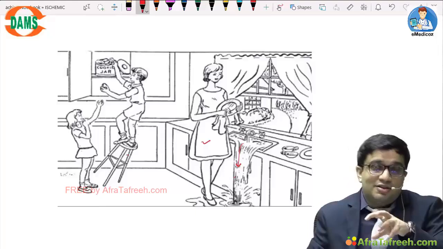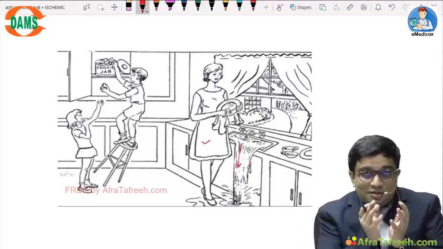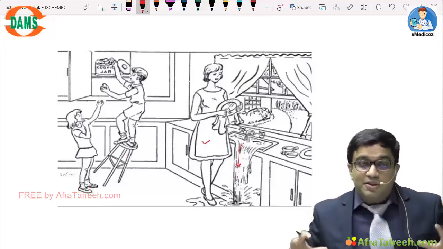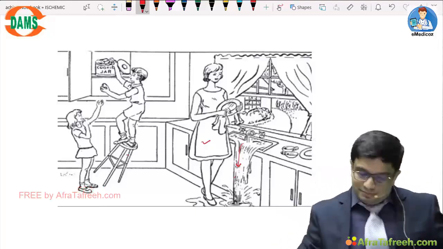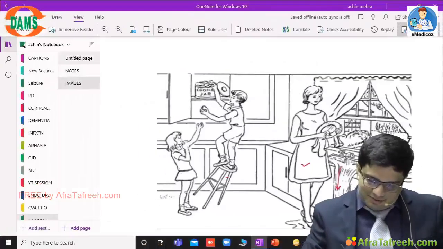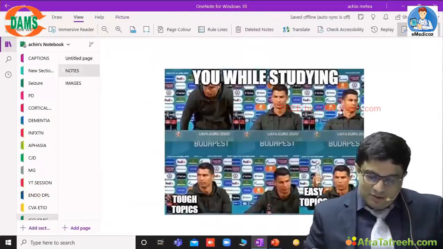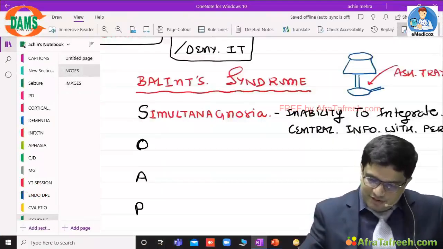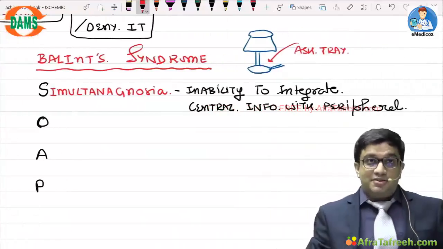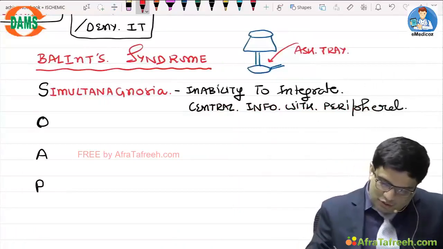So maybe he'll tell every description of this picture in small bites, not a complete picture, okay? Maybe naughty kids, that will be a perfect example to explain this picture. So that's the first thing that we find in the semantognosia patient in the Balint syndrome. Second one is the O, okay, that is oculomotor apraxia.